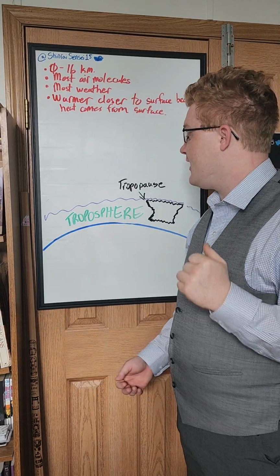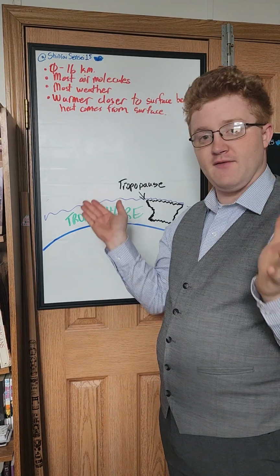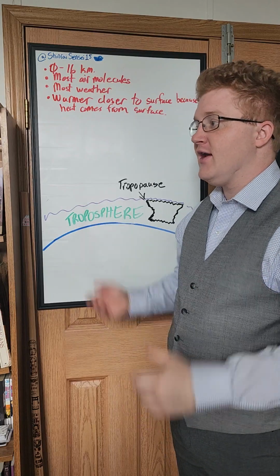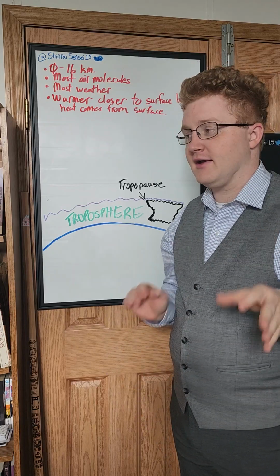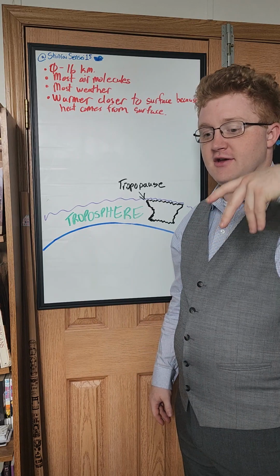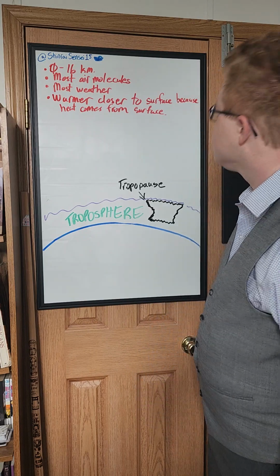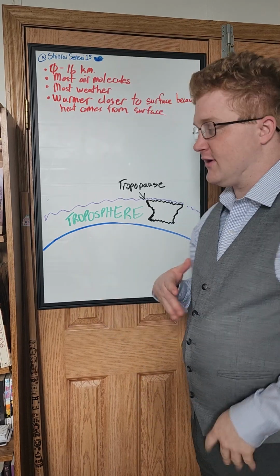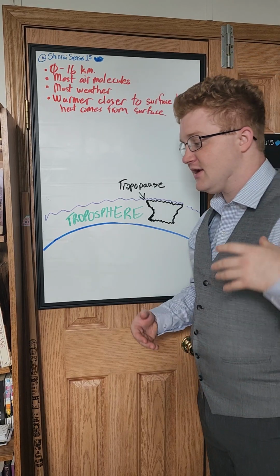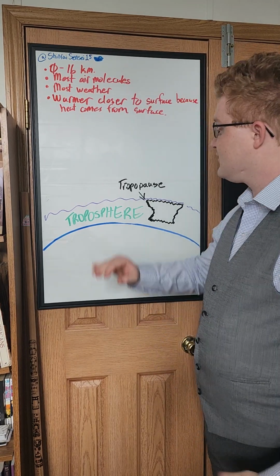Previously we gave a brief overview of the layers of the atmosphere and what order they go in, which one's closest to the surface, which one's the furthest out. Today we're going to go a little bit more in depth, into each and every one of the layers. This episode, we're going to cover the troposphere.